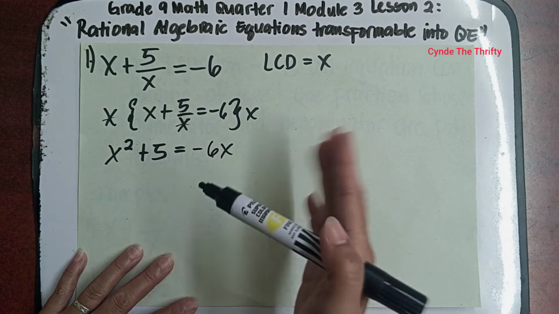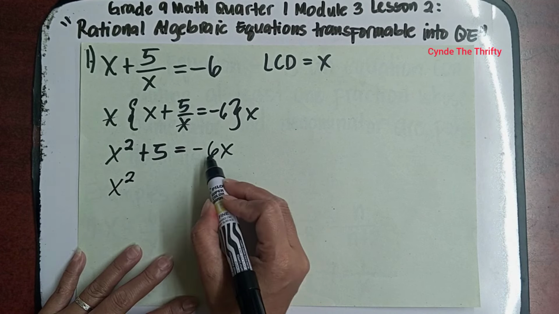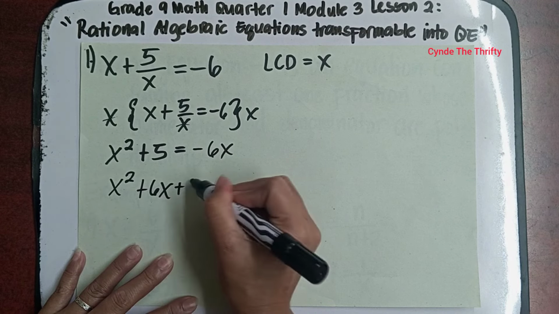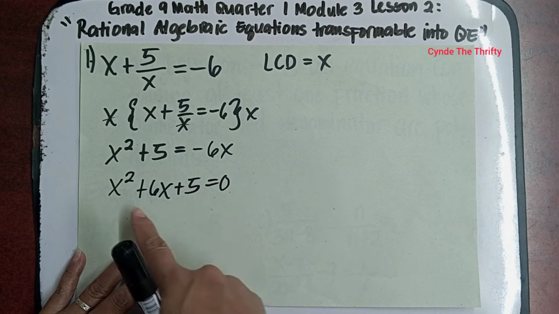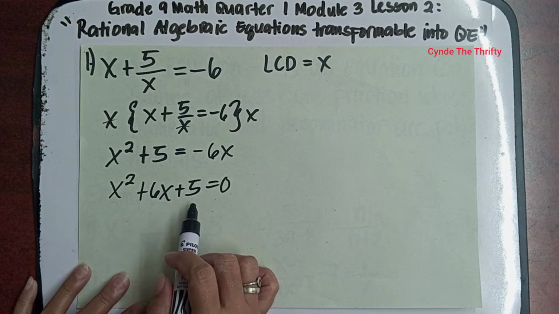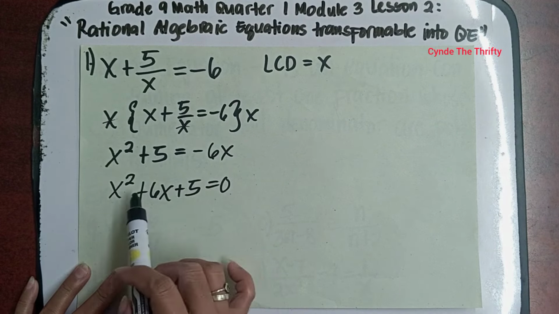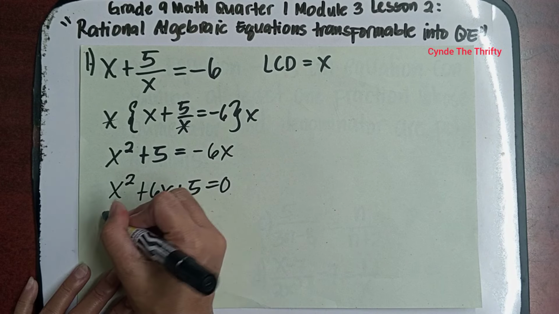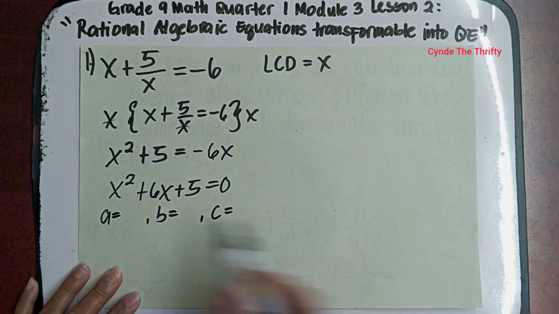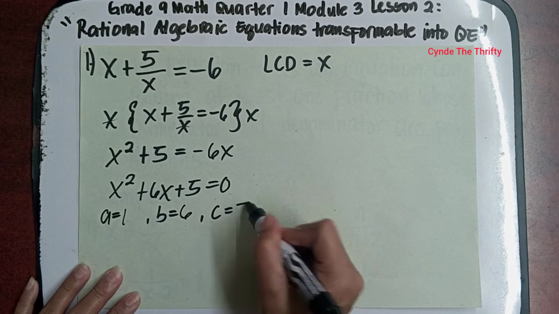Gawin na natin siyang standard form. So, ang standard form natin sa ating equation is x squared. Si negative 6x, ilipat natin sa kabila. So, magiging positive 6x plus 5 is equal to 0. Okay, so ito na yung standard form natin. Dahil naka-standard form na ang ating quadratic equation, okay, nakita nyo, from rational algebraic equation, naging quadratic equation. So, pwede na nating ma-identify ang value ng ating A, ang value ng ating B, at ang value ng ating C. So, si A is positive 1, si B is positive 6, and si C is positive 5.